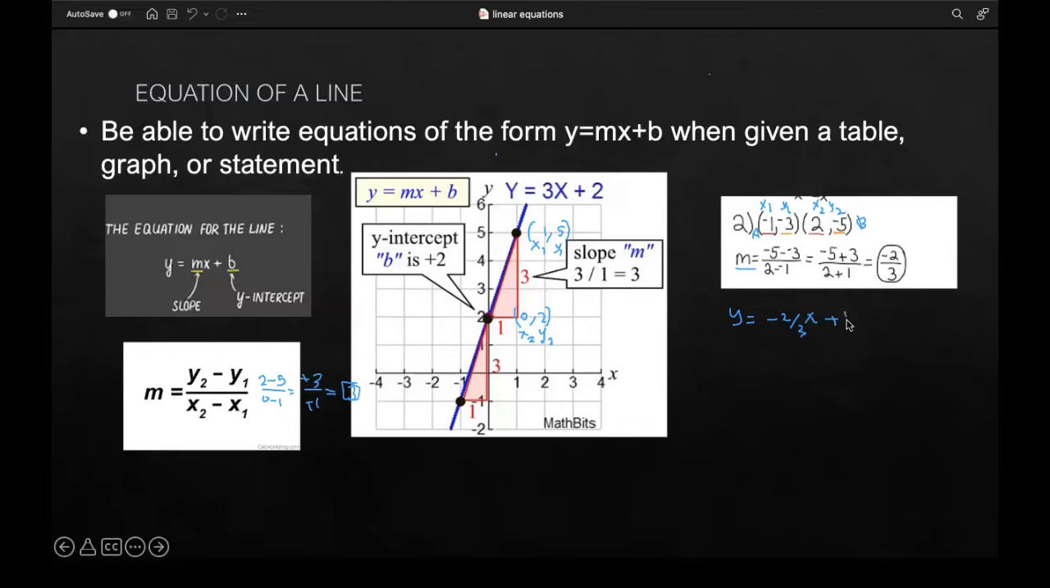Now in order to figure out b, you simply substitute in place of x and y in this equation the x and y of one of those points. You can take any one you want. So let's take point B, for example. And so y here is negative 5, equals negative 2 over 3 times the x, which is 2, plus b. And now you calculate for b.